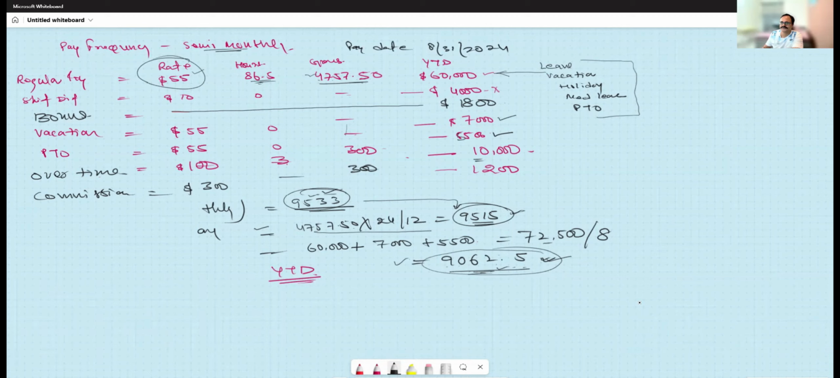Now, what is our first step? We are not going to include this. We are not including this. These are not regular components. Our monthly regular income, which we are using, is the year to date average income, 9062, as our regular YTD income, and we will qualify for that.